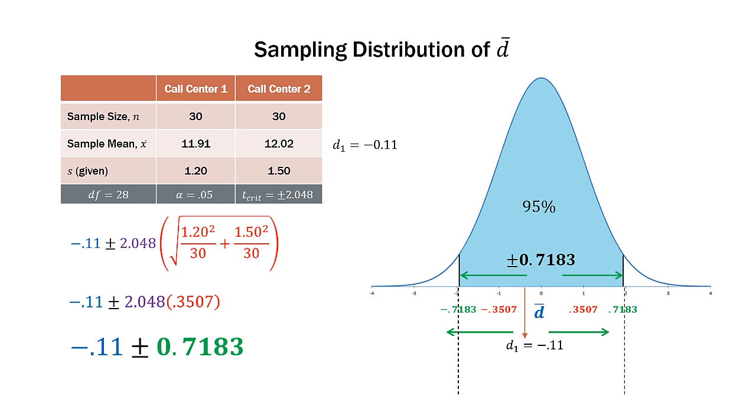Now remember, our difference was negative 0.11 minutes. So that's not right there in the center. It's going to be about 1/3 of the way over to the left between 0 and -1 standard errors. Because remember, a standard error is 0.3507 minutes. Therefore, negative 0.11 minutes is about 1/3 of that over to the left. Now, the interval, the green arrows, that's the same width. No matter what the difference is, as long as the standard deviations are the same and the sample sizes are the same, the standard error remains the same.